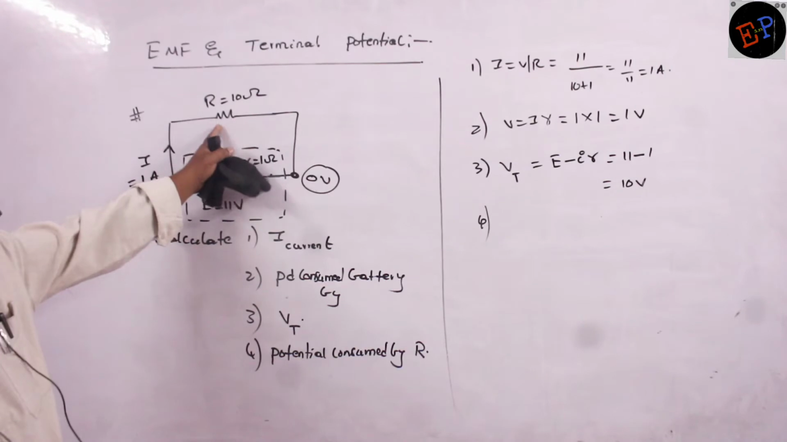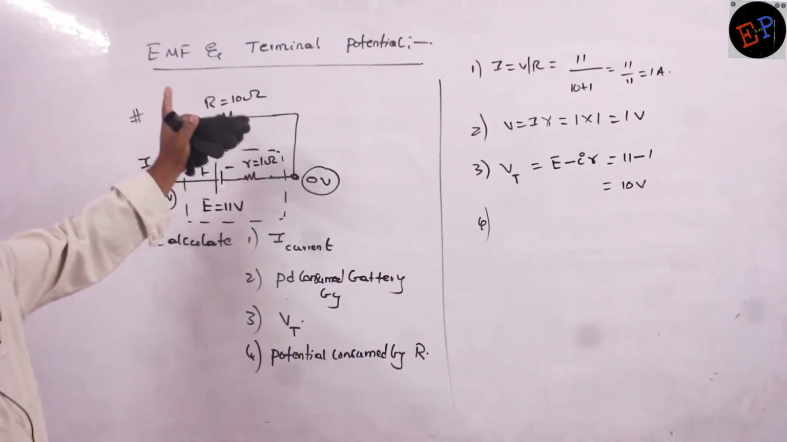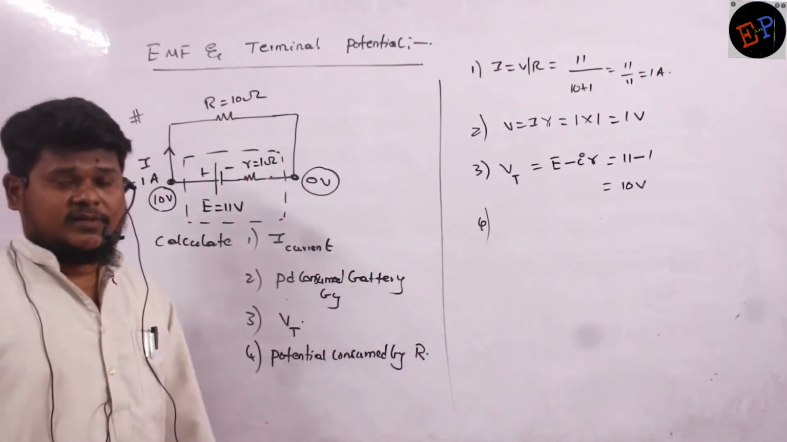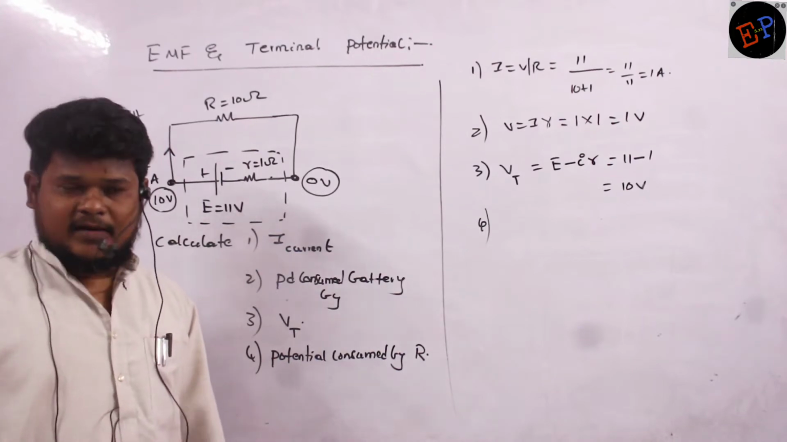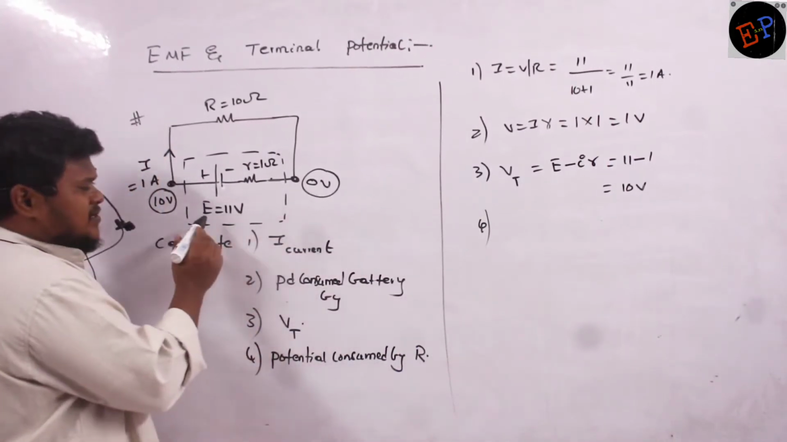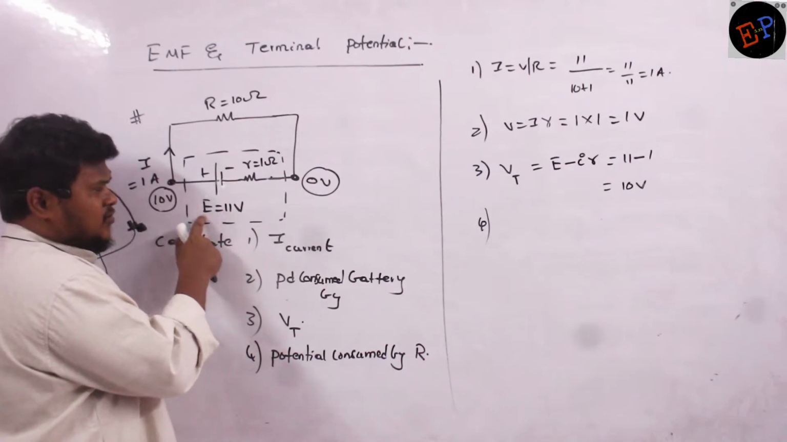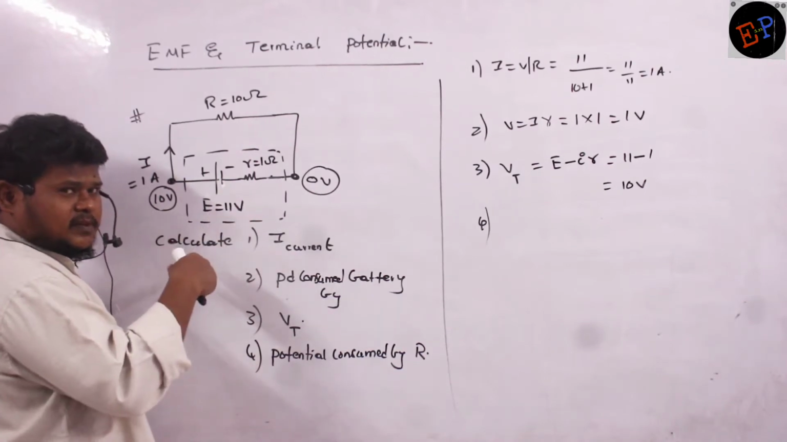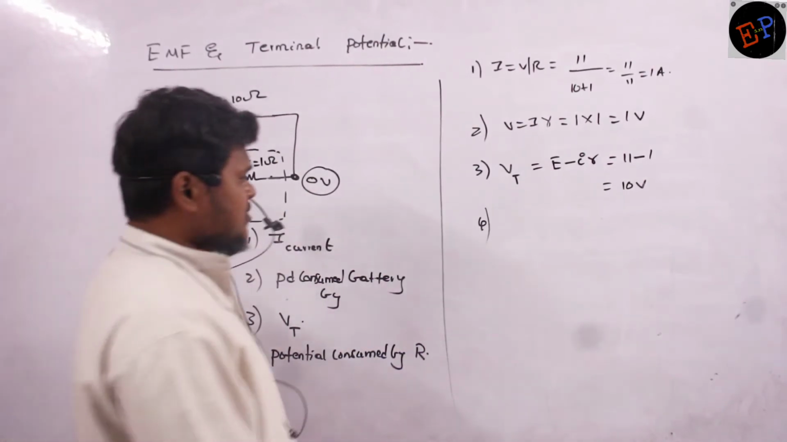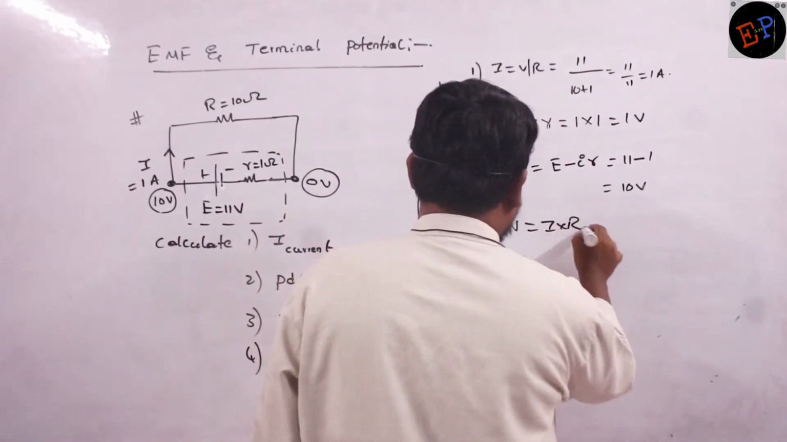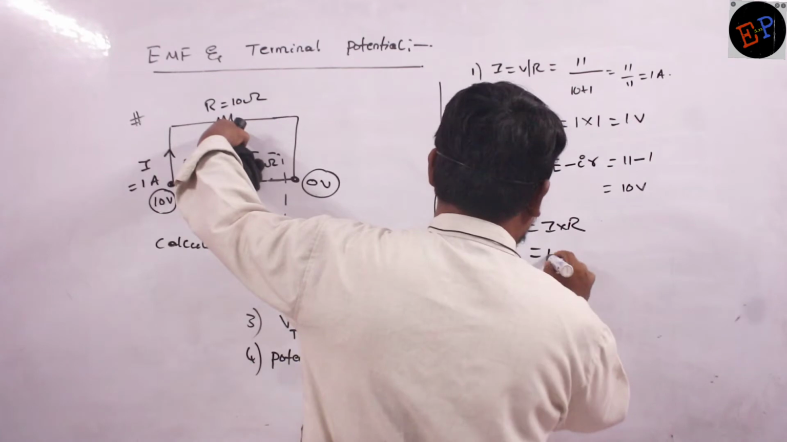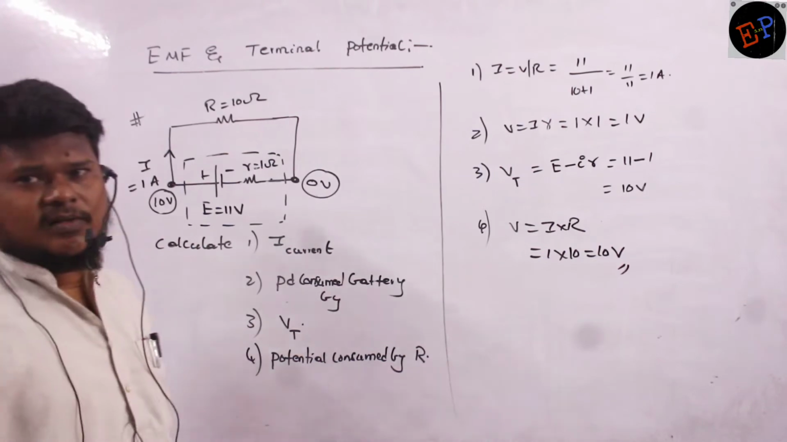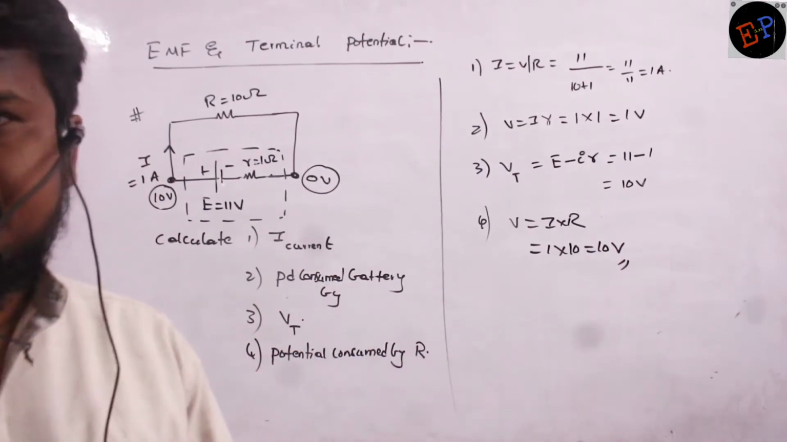Fourth question: the potential consumed by the external resistor. How much potential will this resistor consume? With or without calculation, say the answer. It is 10 only. The battery is supplying 11. Out of 11, it is consuming 1. The remaining potential is 10, and the external resistor should consume that. With calculation, again the same, V is equal to I into R. The current flowing in the resistor is 1, and the resistance is 10, so the potential consumed by the external resistor is 10 volts. Understood? Very simple.